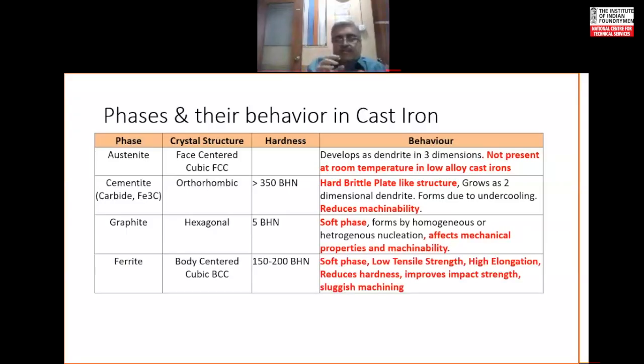Ferrite, as we saw, has a body-centered cubic structure and it is softer than cementite. Hardness level is only 150 to 200, so it is a soft phase. It lowers the tensile strength, but it gives you higher elongation and reduces hardness. It also helps in improving impact properties, but because it is soft, machining can become a bit sluggish.